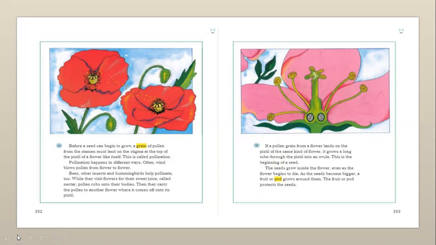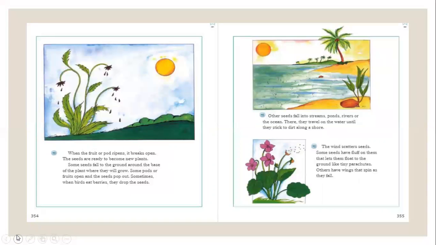If a pollen grain from a flower lands on the pistil of the same kind of flower, it grows a long tube through the pistil into an ovule. This is the beginning of a seed. The seed grows inside the flower. Even as the flower begins to die, as the seeds become bigger, a fruit or pod grows around them. The fruit or pod protects the seed. When the fruit or pod ripens, it breaks open. The seeds are ready to become new plants.